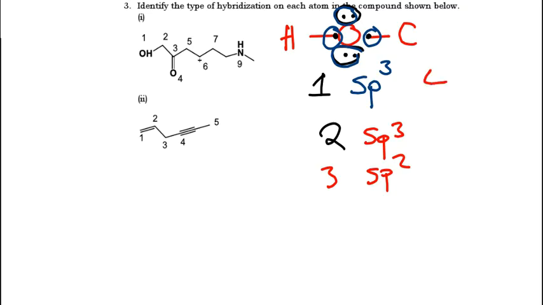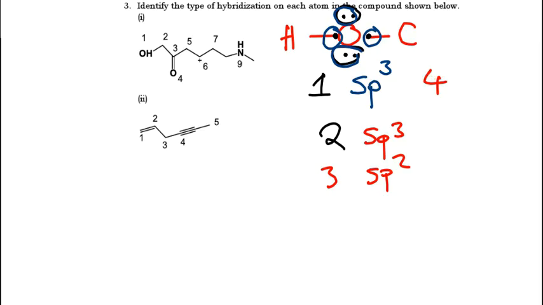So 1 and 4 are the same. Therefore, this oxygen is sp3 hybridized. So there are 2 lone pair electrons there. So 1, 2, and how am I counting? No, how am I counting? Not necessarily sp3. It's not sp3, sorry.